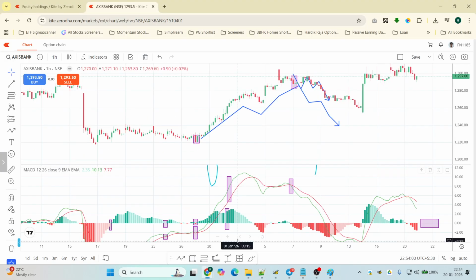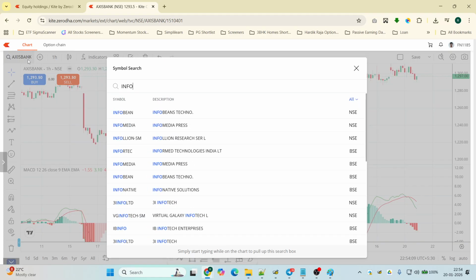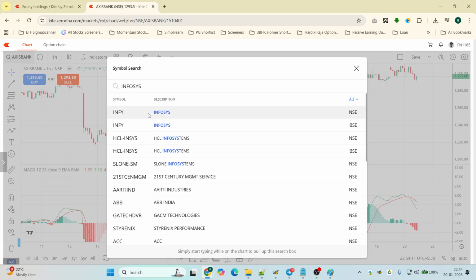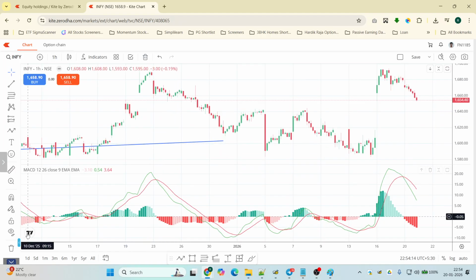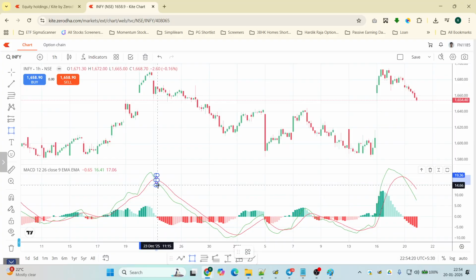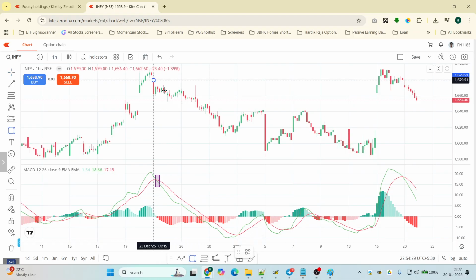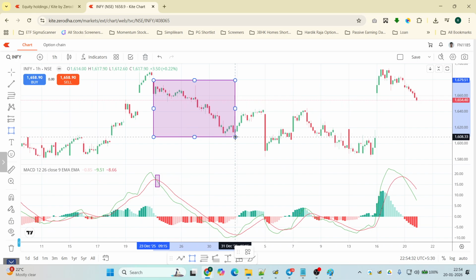Let us go with the chart example. So here, I'm clearing all these drawings. Let us go with Infosys. Okay, again, not a recommendation, just for educational purposes. I am clearing all the drawings here. Okay, so guys, you can see here what has happened. MACD has gone below the signal, so accordingly you can see here the price has also started dropping from the same, right?